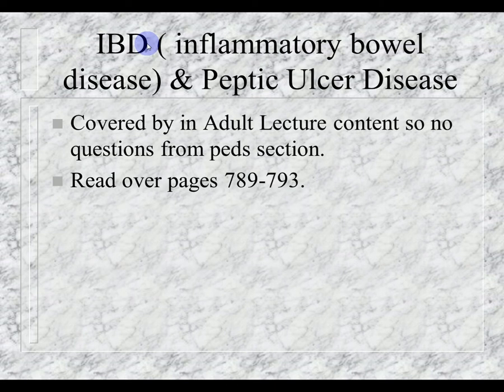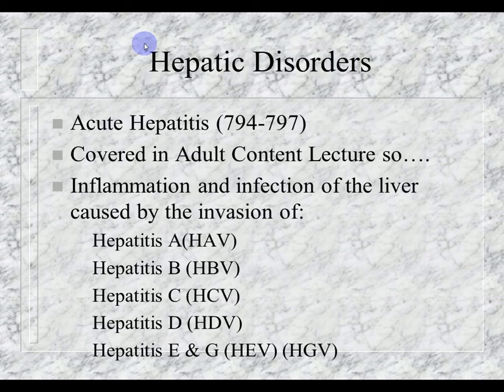All right, I got some good news. Inflammatory bowel disease and peptic ulcer disease are both covered in the adult content, so they will not be in the peds. But you can read over pages 789 through 793, but no test questions from that section. Hepatitis disorders, if we're not careful, we're going to be all the way through the alphabet here. Acute hepatitis is covered on page 794 through 797. But again, it's covered in the adult content, so no questions on my section.